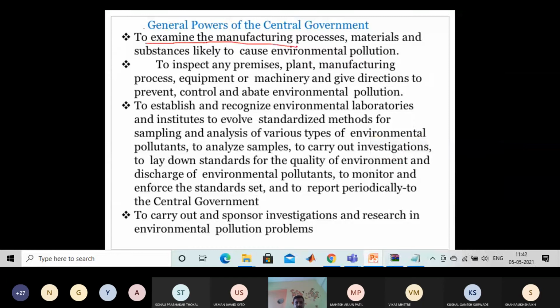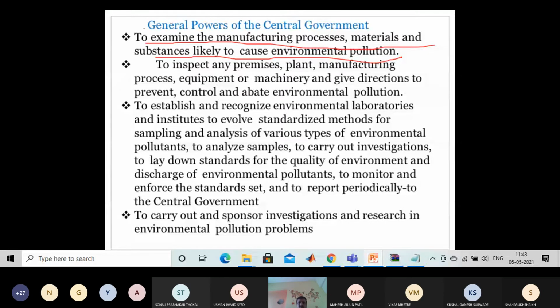To examine the manufacturing process, materials, and substances likely to cause environmental pollution. Okay, means for example, if a particular industry is producing a particular material, for example a pen is being manufactured in that industry, then which type of material they are using and which manufacturing process they follow is also going to be examined. Sometimes, for better sales, an industry makes modifications in the manufacturing process by adding some material which is hazardous and creates environmental pollution. Such additions or alterations are going to be restricted, and that is going to be examined by the particular authority.